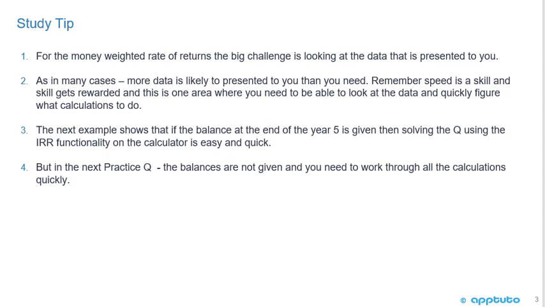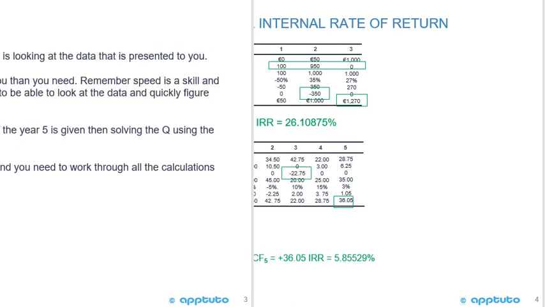But in the next question, the practice question, the balances are not given, and you need to work through all the calculations quickly. So this is an interesting question area. Speed is a skill. Skill gets rewarded. So there's speed and skill of looking at data and knowing what you need, and there's speed and skill on the calculator if sometimes there's a lot of small sub-calculations that you need to make.